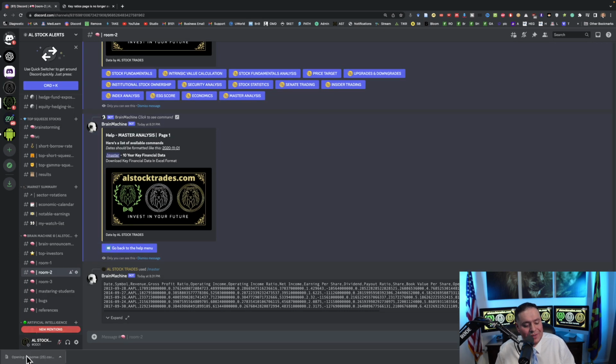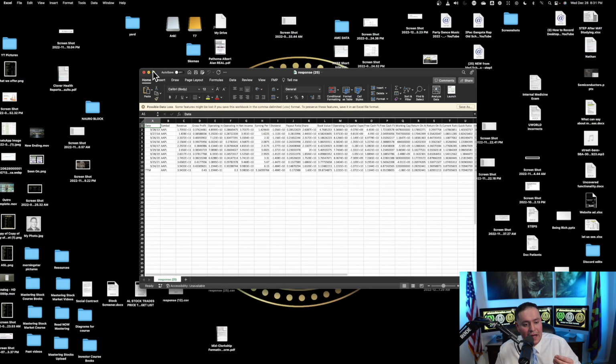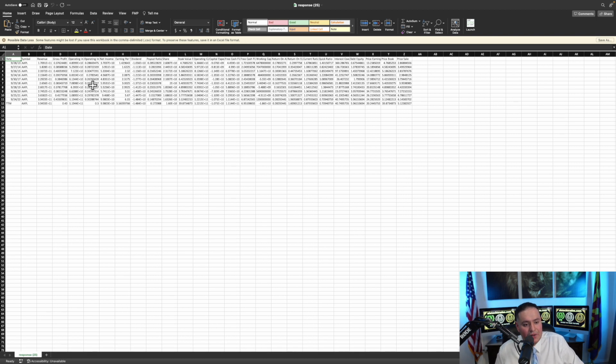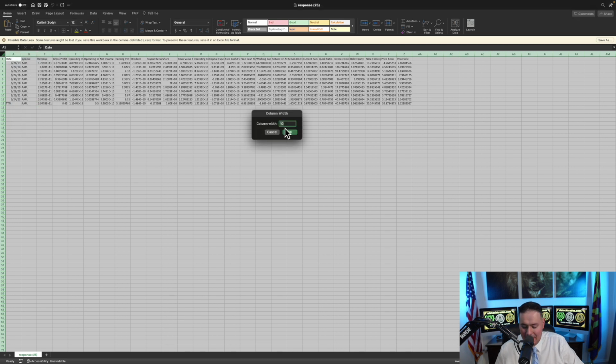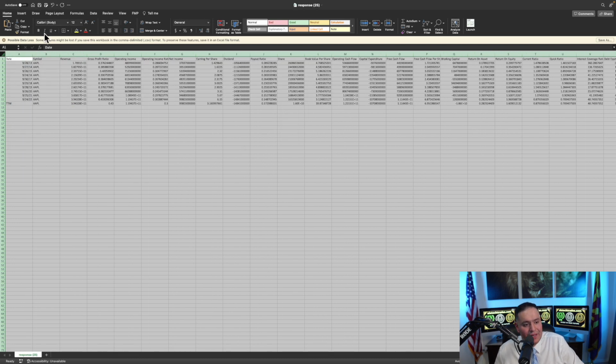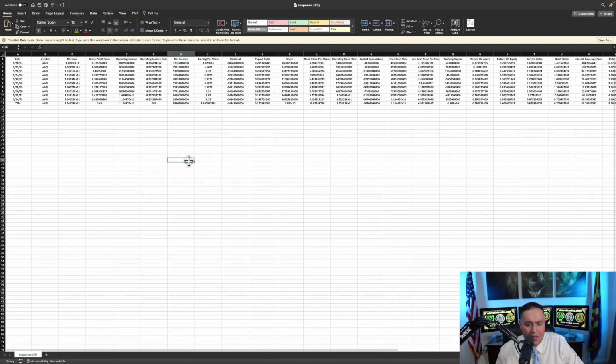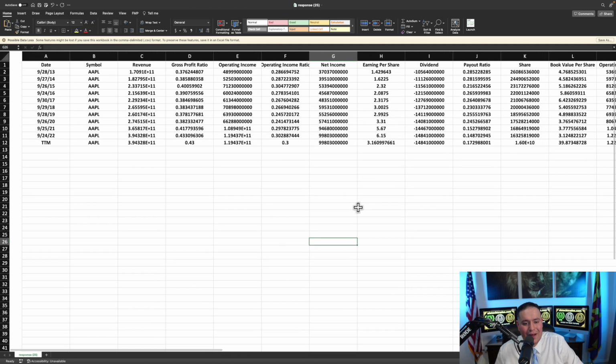All you have to do is download it and open it up. As soon as you open it up, there's a couple things that you can do here. The first thing I like to do is change the width of the cells, maybe to 18. Then I'm going to bold them and middle justify them. Now, as you can see, I'm going to share with you what's in this.